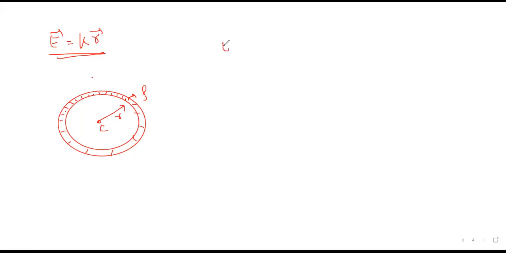तो E into 4 pi r squared is the entering flux, and E plus dE into 4 pi r squared would be the emerging flux.